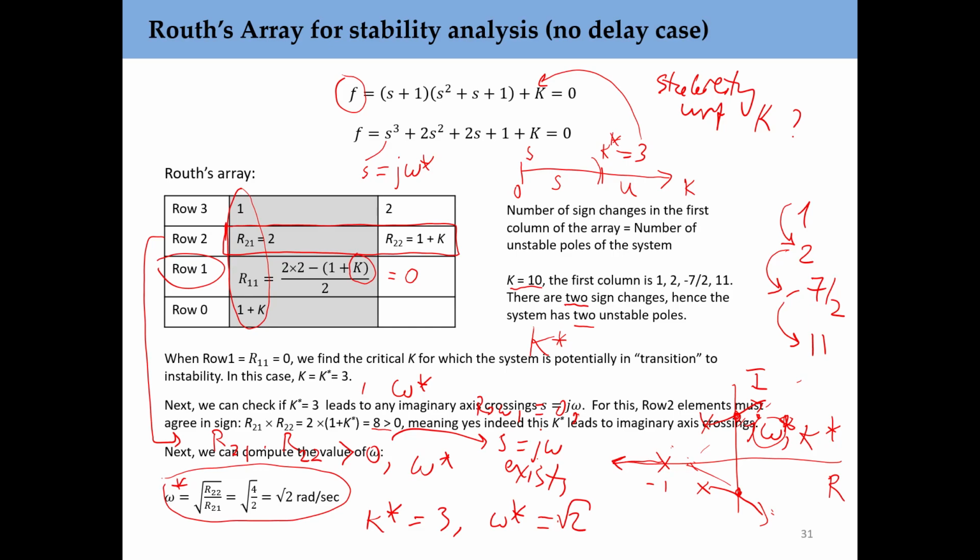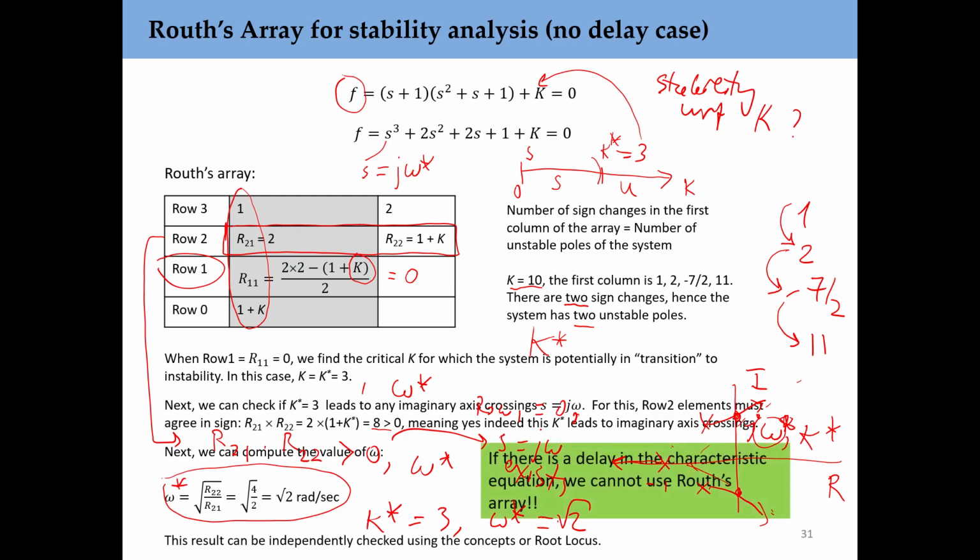Okay, we're going to come back to this slide, so just keep that in mind. We'll come back to it a little later and use it for a different purpose when there are delays. But what is important is that these results will not work if you have delays in the equation. That's easy to show, because imagine you have an exponential of minus tau s in the equation. This exponential is not compatible with Routh's array. There's no way you can put this term into the array. As soon as you have a delay problem, Routh's array is not going to work.